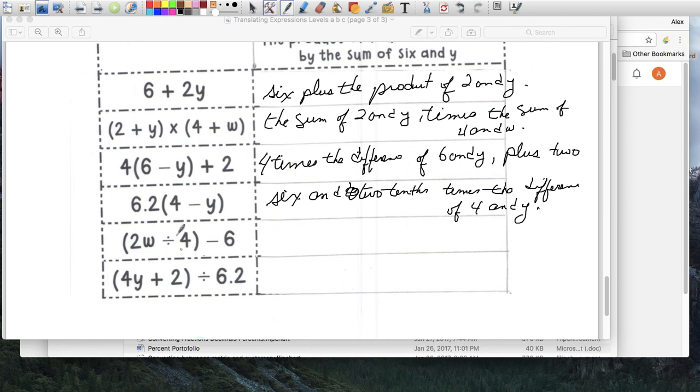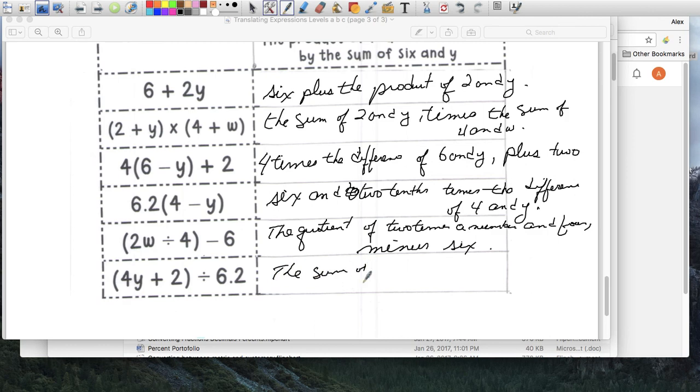Now we have division. Okay, so the quotient, what are we dividing? We're dividing, so the quotient of 2 times a number, right? 2 times a number, and 4, comma, minus 6. Or you could have just said 2 times a number divided by 4, comma, minus 6.